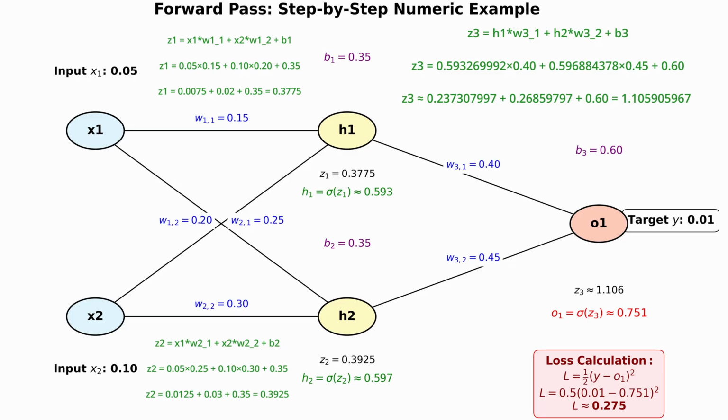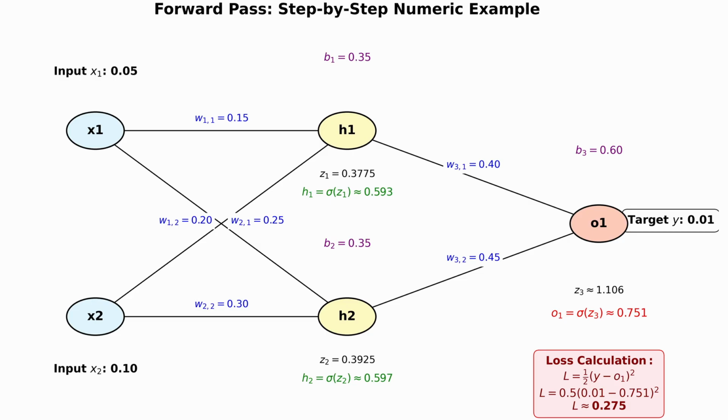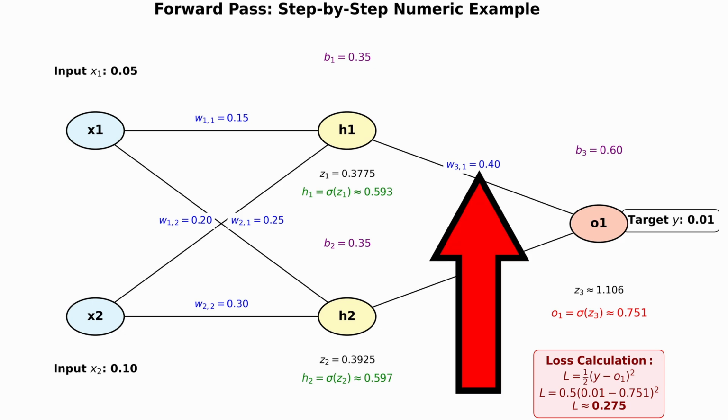This brings us to step 2, the backward pass. We need to calculate the gradient. Think of the gradient as the blame game. We need to figure out exactly how much specific weights, like this one here, weight 3,1, contributed to that error so we can adjust them.